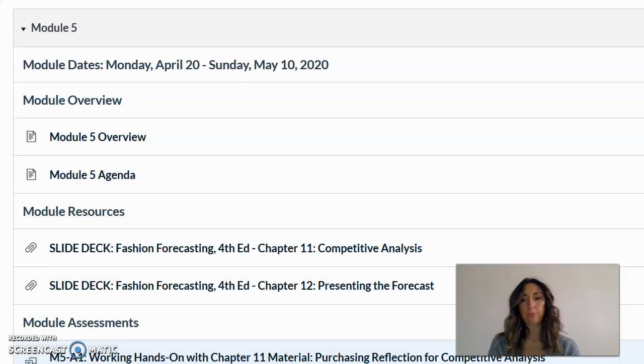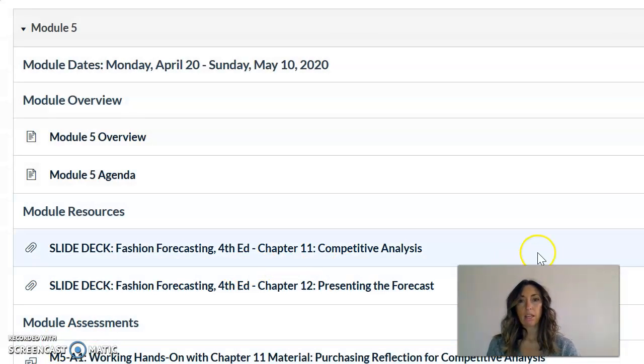With Monday being a holiday, we are technically in the second day of Module 5. So I thought I would come to you and review all of the components of it so that you have a little additional context for completing the assignments and working your way through the module. So I will go ahead and share my screen and walk through the elements of Module 5.